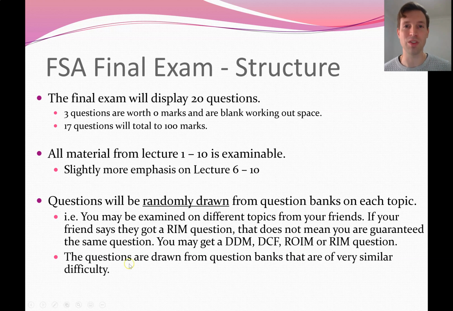So the way I'm dealing with this is random questions. So as an example, your friend does the exam early and they got a question on the residual income model. They tell you that, hey, the residual income model's in the exam, make sure you study that. When you then sit the exam, you will be randomly allocated a question and you might get any of the 4 valuation models. So when I say all material from lecture 1 to 10 is examinable, that means all the main topics could be in your exam. Your friend might get residual income model and you might get a question on the discounted cash flow model. The random allocation will work within topics.